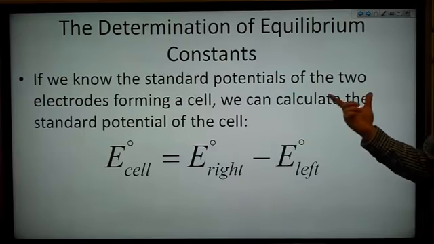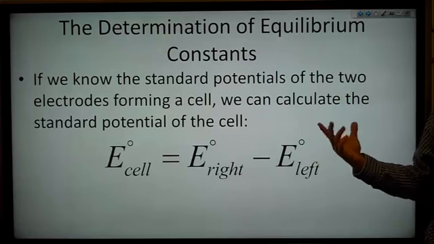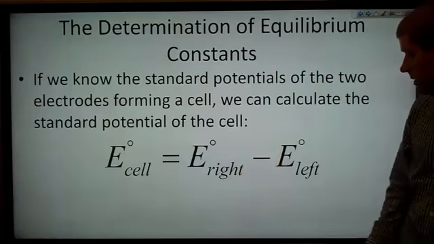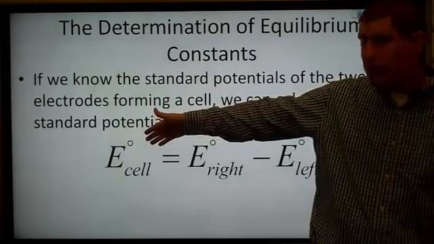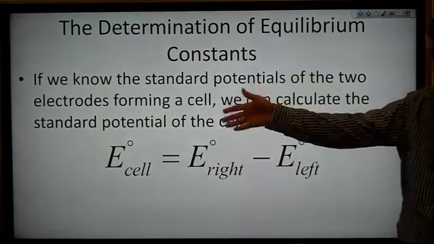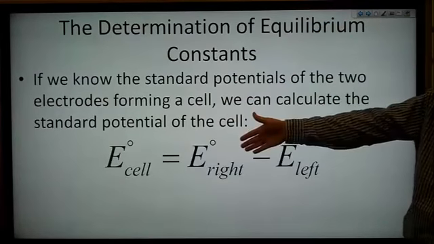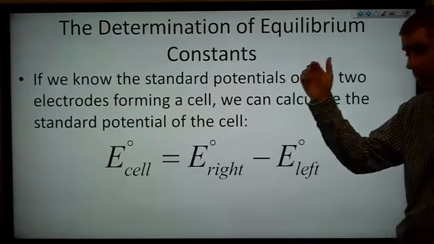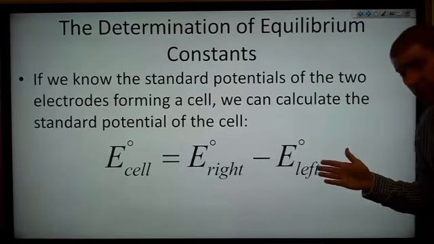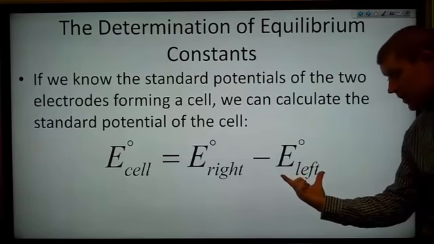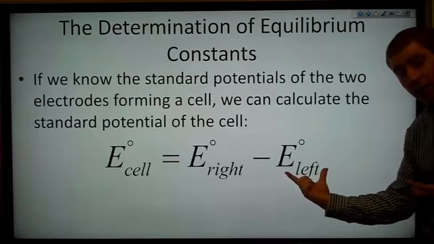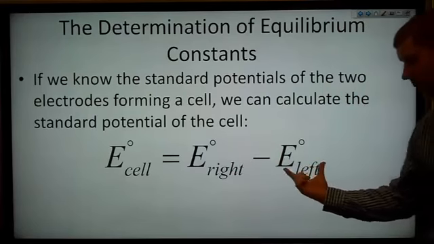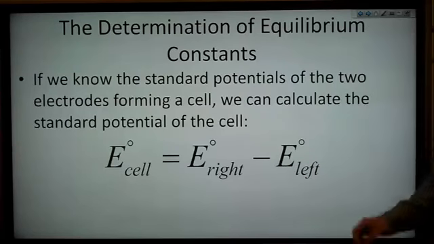So if we know the standard potentials of our two electrodes forming a cell, then we can calculate the standard potential of our cell. So we have the standard potential of our cell, so at standard conditions, that's equal to the standard potential of the right portion of the cell minus the standard potential of the left portion of the cell. Again, remember that this value is for the reduction, but we don't have reduction on the left-hand side. We have oxidation occurring on the left-hand side, and so we have to subtract the value here.